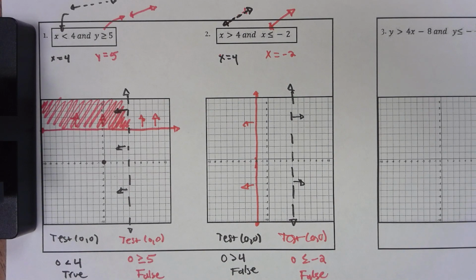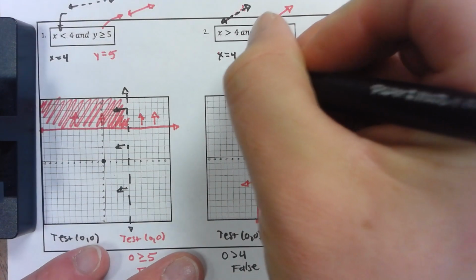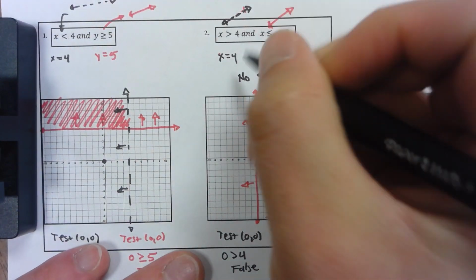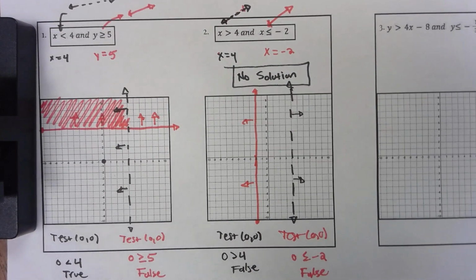There's not anywhere that I can shade. And what this is saying, if you think about what this means, can anybody list a number or an x value that is both greater than 4 and less than or equal to negative 2? No, those numbers don't exist. So just like when we graph a system of linear equations, inequalities can have no solutions. This is one of those cases. No shading at all.